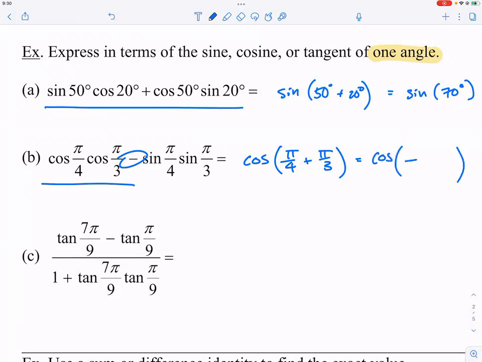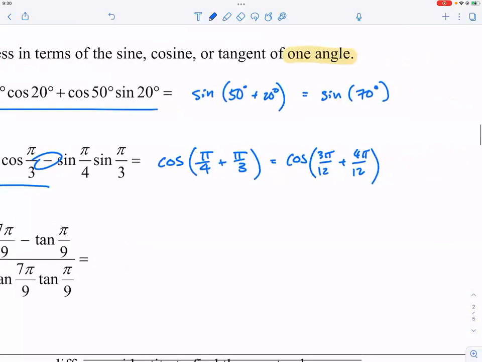So that's why I said something about your ability to handle fractions. The common denominator is 12. So you have 3 pi and 4 pi up top, so you would have cosine of 7 pi over 12.